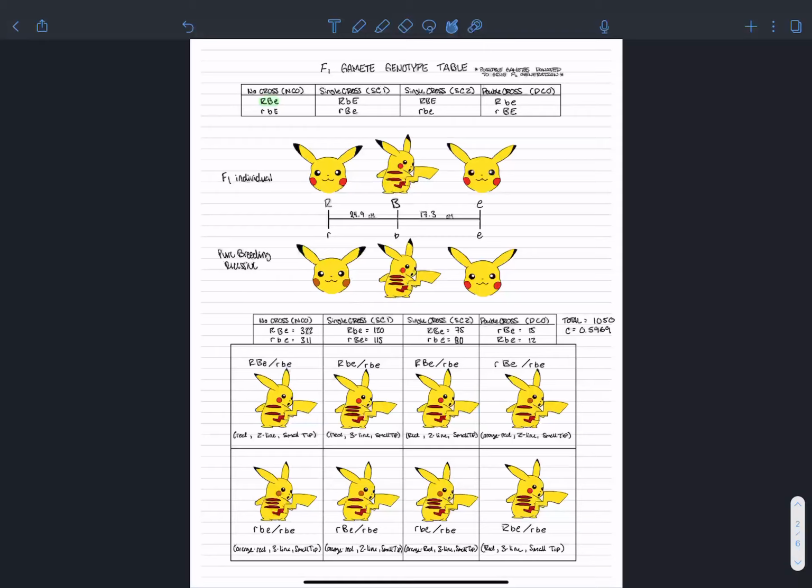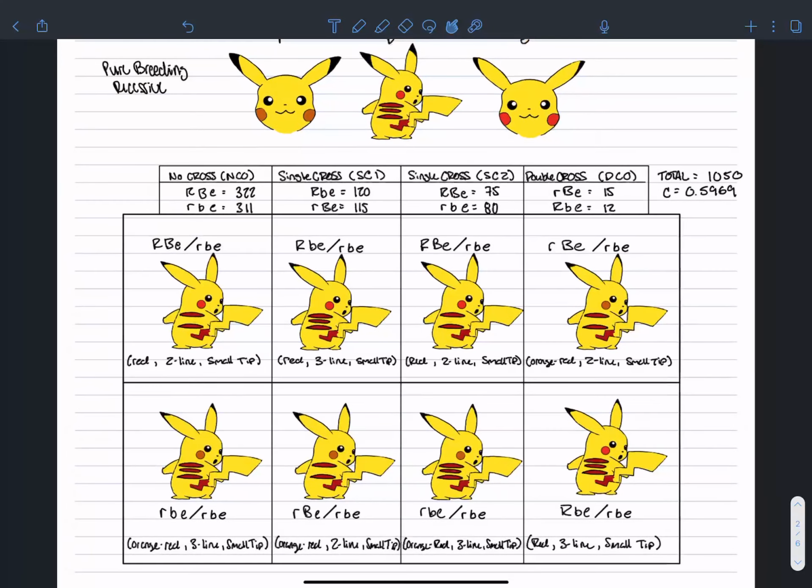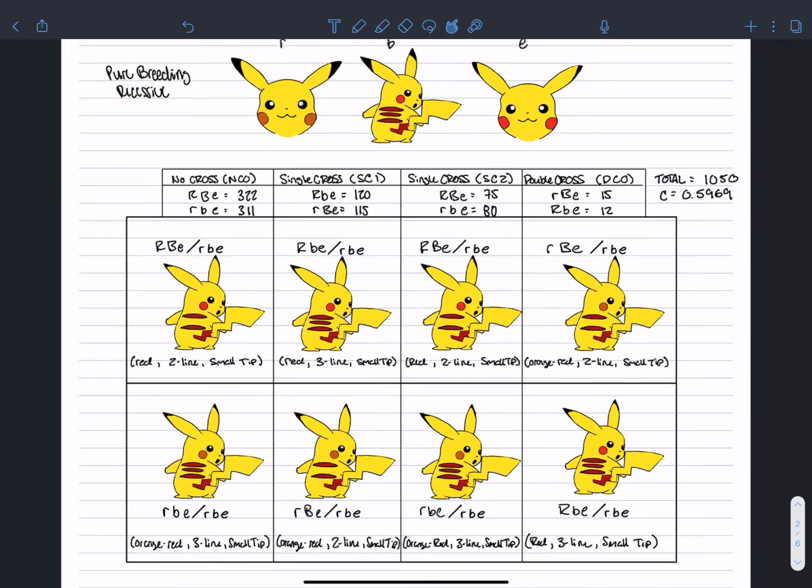On this page, I've shown a test cross between the individual of the last slide with a pure breeding homozygous recessive individual. The numbers on the table below are the possible gamete combinations observed, along with the phenotypes of each. You can pause the video here and see for yourself.